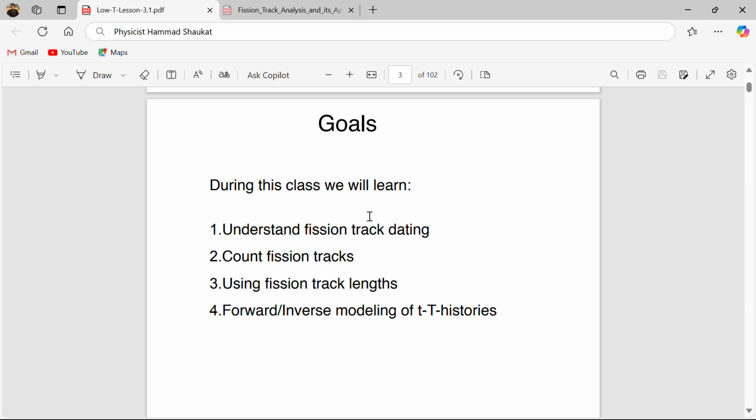And thirdly, our goal is using fission track length. We will also discuss the track lengths. And lastly, we will discuss the forward and inverse modeling of TT histories. So this is the modeling. We will also discuss this in this course.